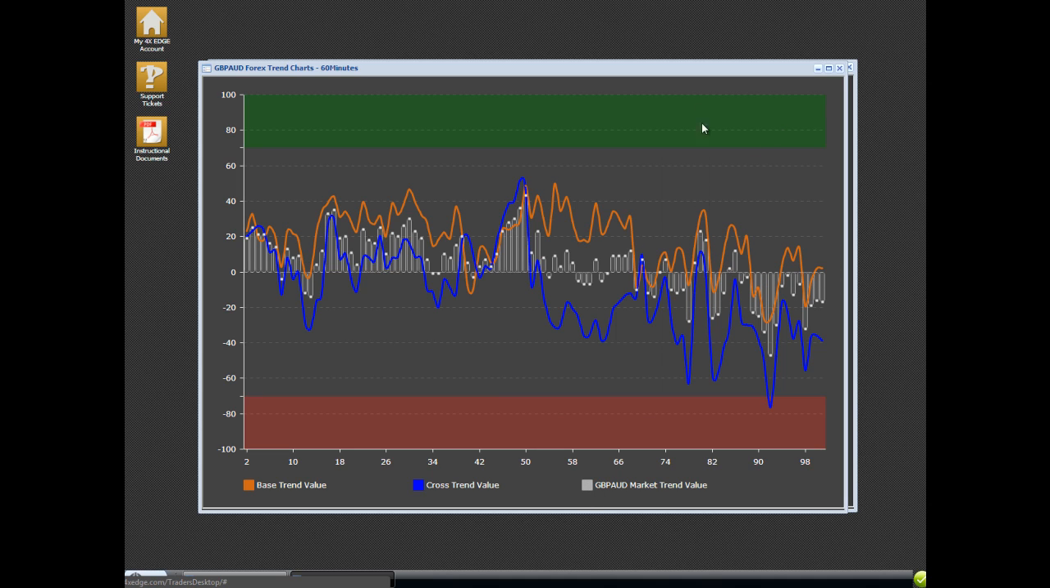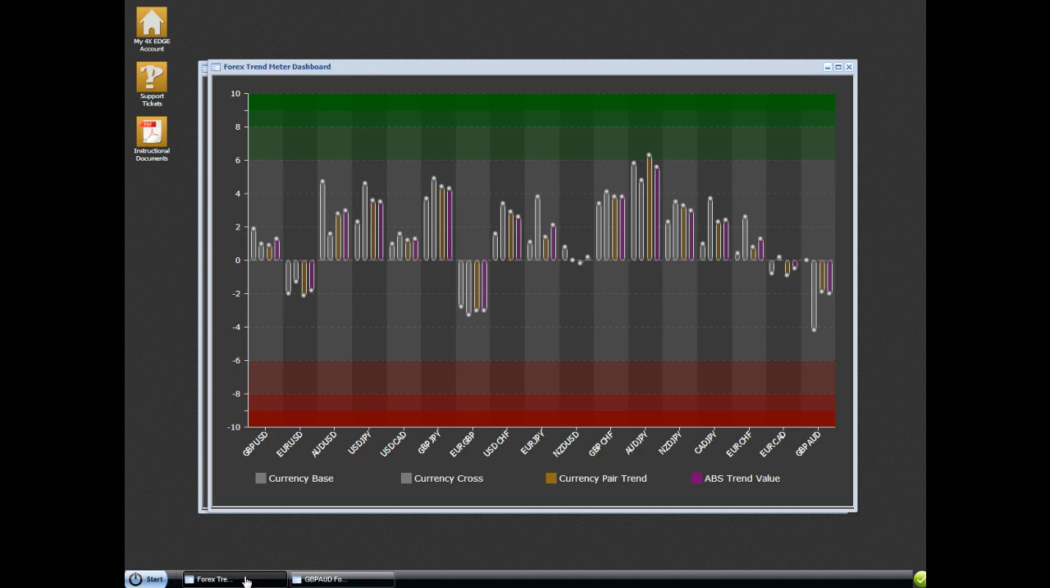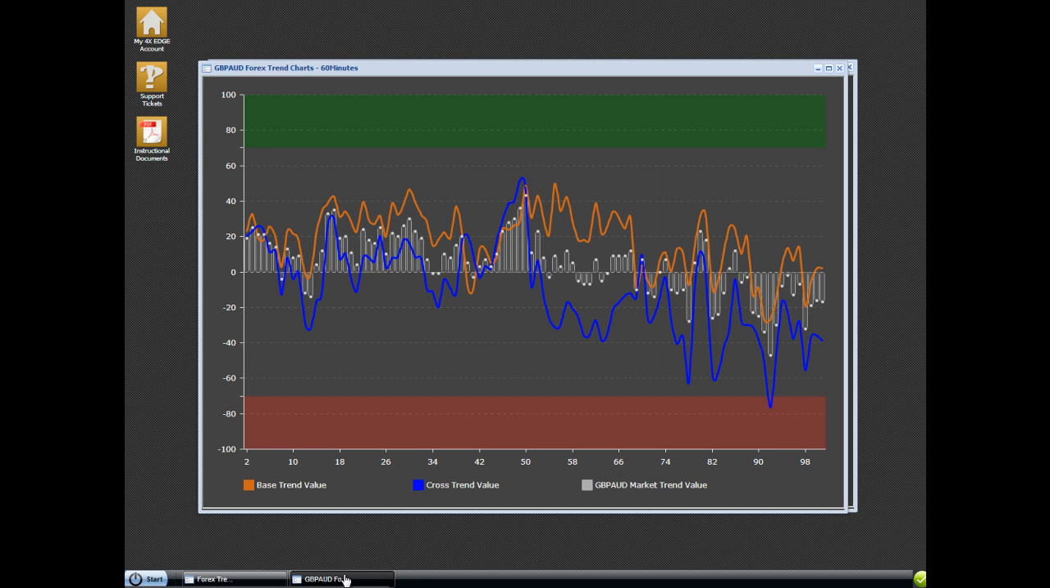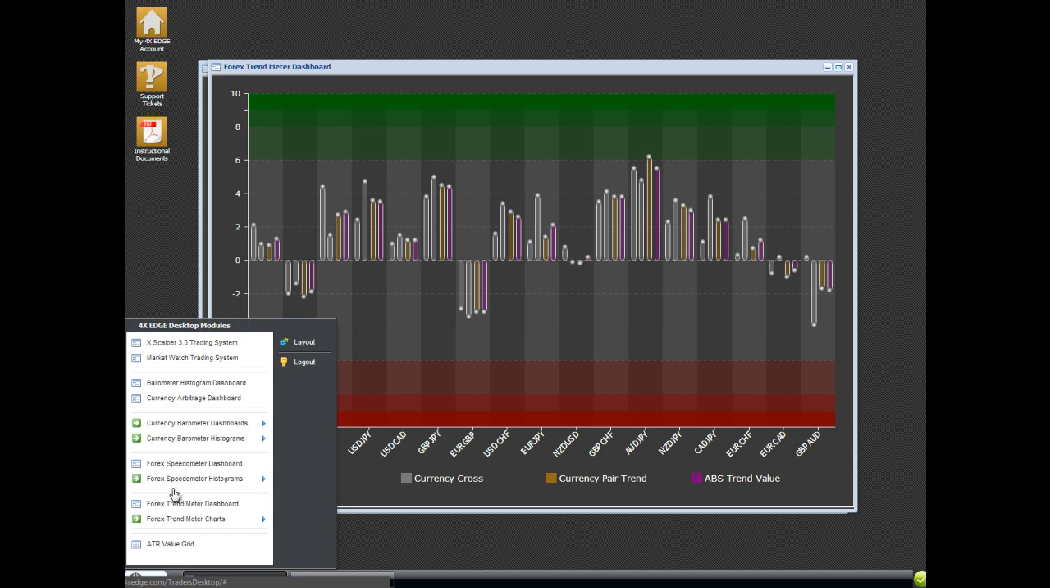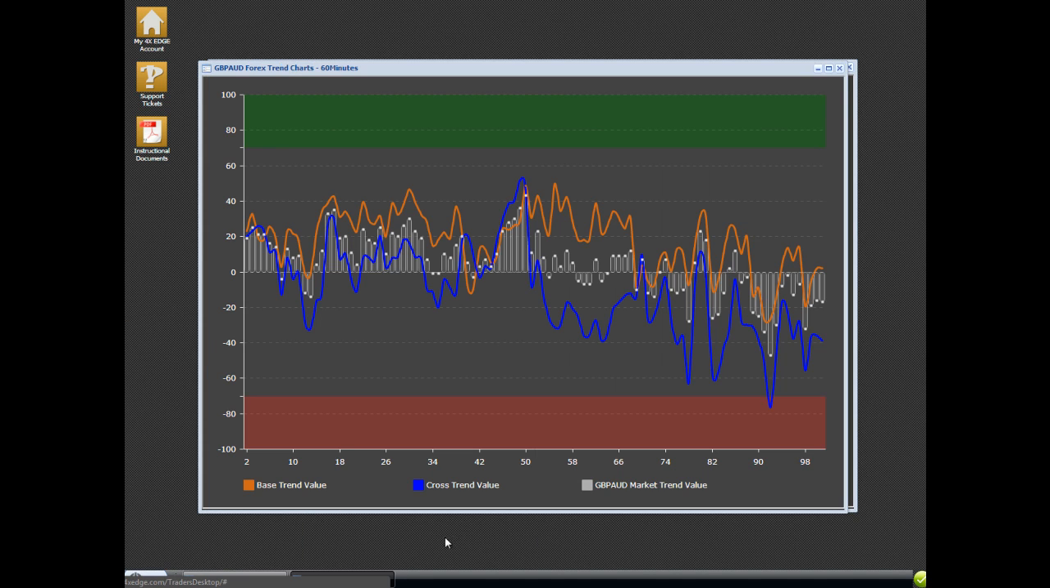The difference between this and this is pretty obvious. This is one currency pair, and it has historical data. This has 17 currency pairs with no historical data. It just has the real-time value, just like all of our other dashboards. Speedometer dashboard, currency barometer dashboard, even our barometer histogram dashboard, same idea. Just real-time data, no historical data.